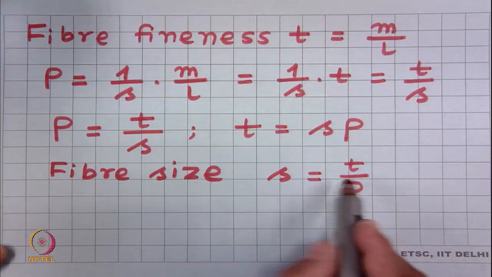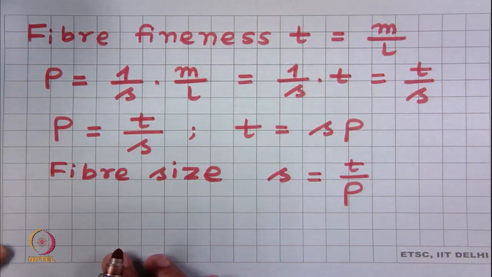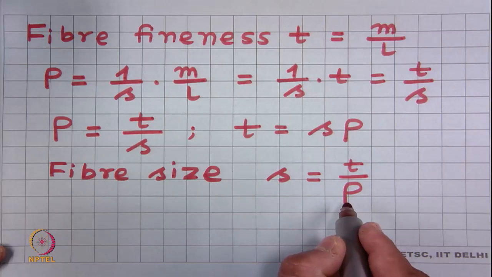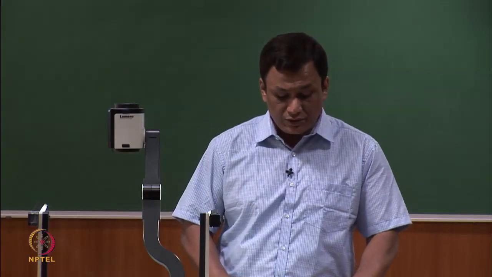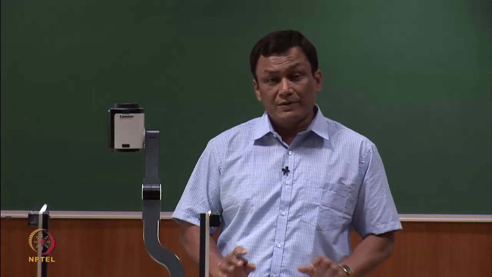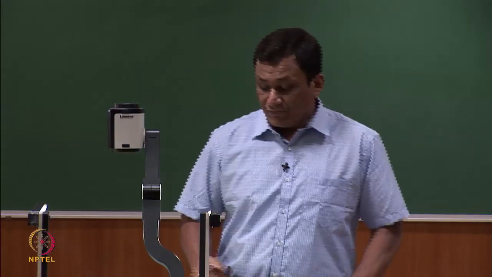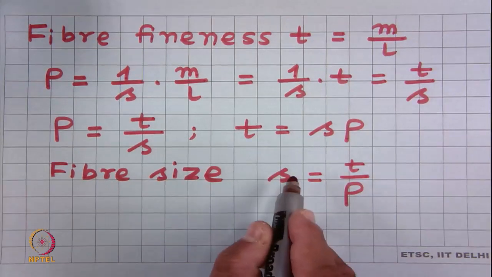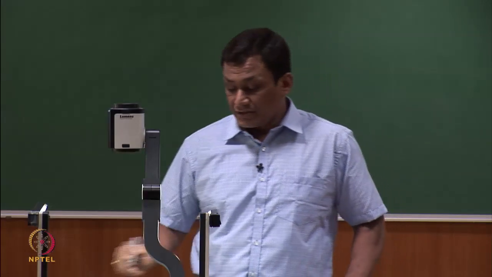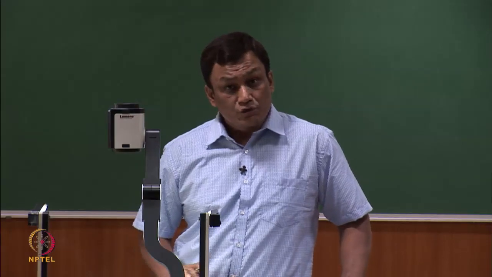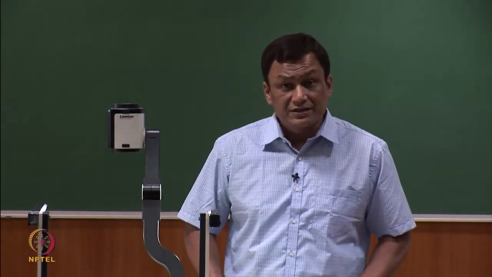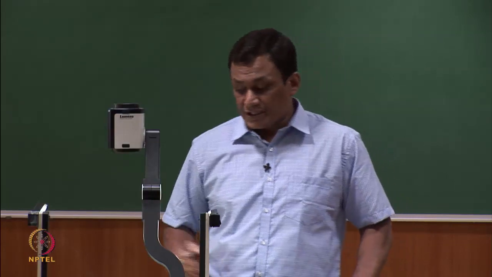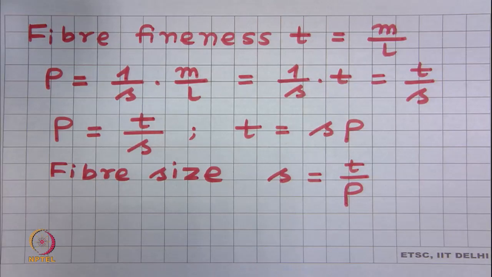That means, this fiber fineness is not a very suitable expression to denote the size of a fiber. The fiber density is involved in that. We will come to this expression when we solve some numerical problem. There we will be able to find out that fineness of two fibers may be different, but their cross sectional size may be practically the same because their densities are different. So, geometrically two fibers having different values of fineness may have the same size. So, the traditional expression of fiber fineness is not able to recognize this fact.